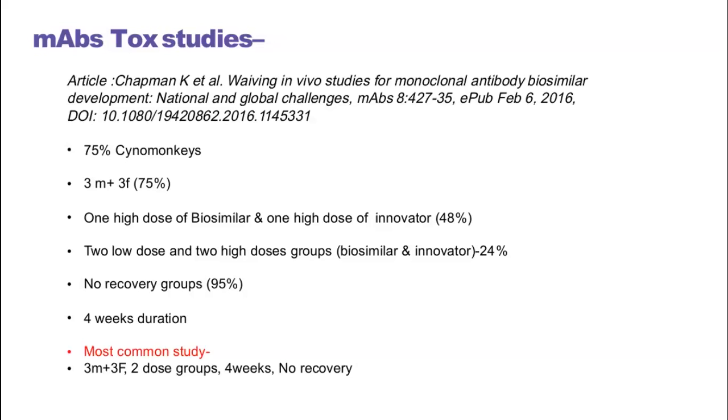So according to their survey, they surveyed 26 studies for 25 products, and they said that most of the studies, especially for the monoclonal antibodies, 75% used cynomolgus monkeys. And if you consider males and females, they selected 3 males and 3 females for each group. Most, 75%, and 45%, used 1 high dose of the biosimilar and 1 high dose of the innovator drug.